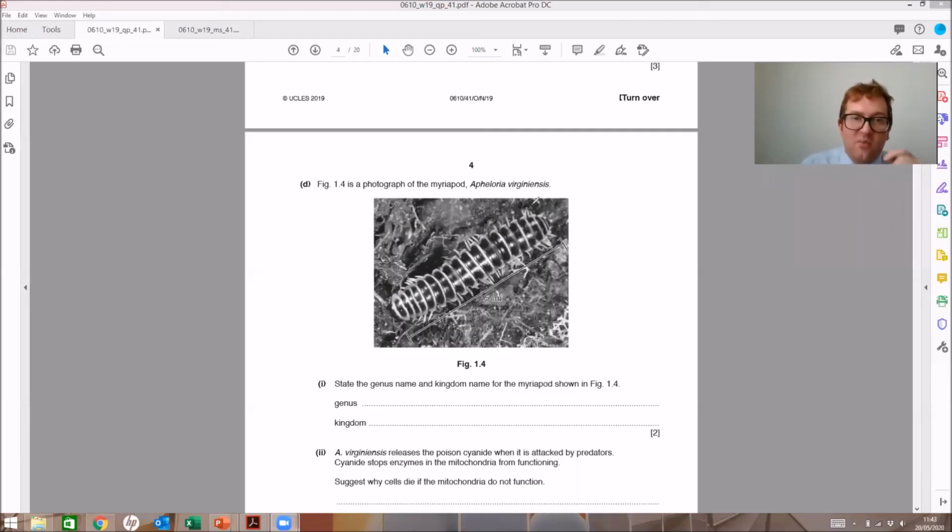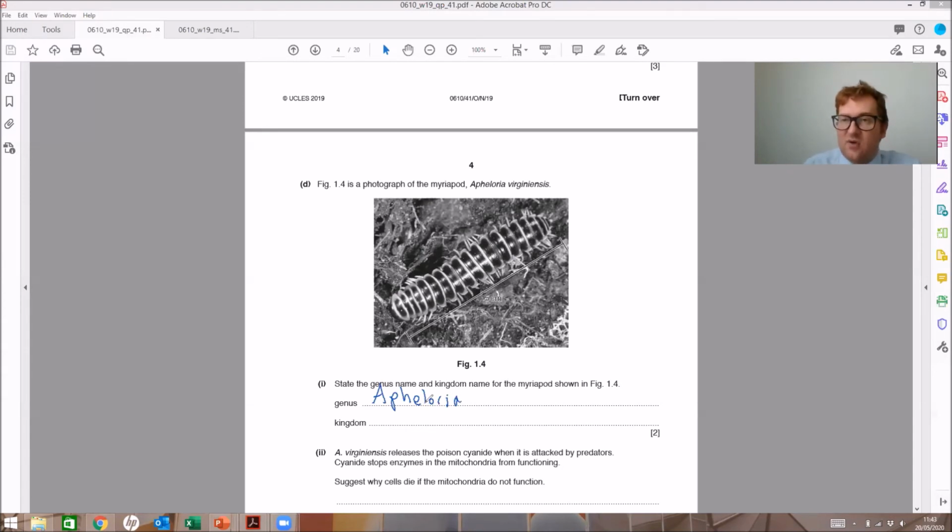Question D. Figure 1.4 is a photograph of a myriapod, Apheloria virginiensis. From this name, the binomial name, you can identify the first part of this question. For D I, it says state the genus name and the kingdom name for the myriapod shown in figure 1.4. We remember the first name in the binomial system is the genus name, which means the correct name for the genus here is Apheloria.